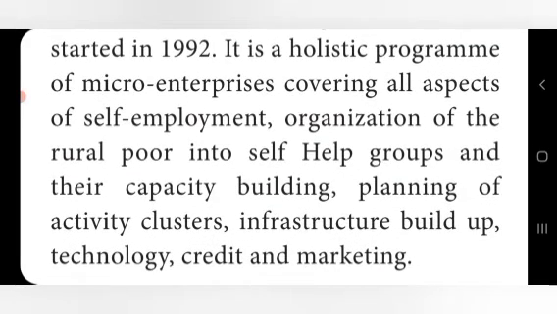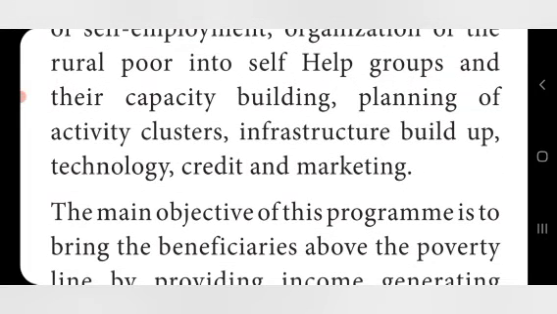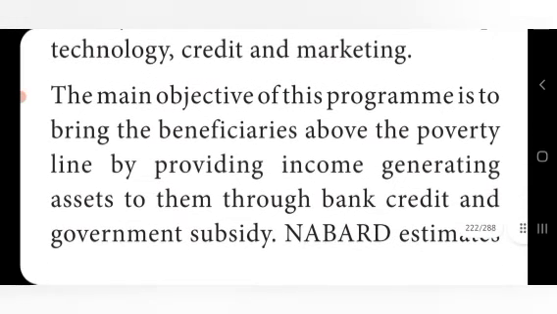It is a holistic program of micro enterprises covering all aspects of self-employment, organization of the rural poor into self-help groups and their capacity building, planning of activity clusters, infrastructure build-up, technology, credit and marketing. These are the helps given by the SBLP to the SHG group. The main objective of this program is to bring the beneficiaries above the poverty line by providing income generation assets to them through bank credit and government subsidies.